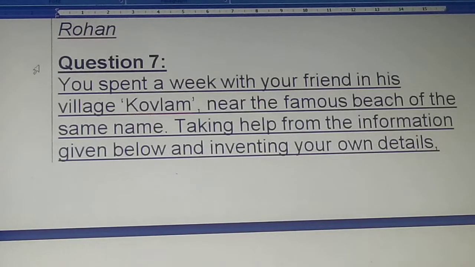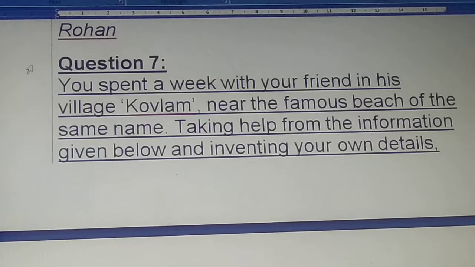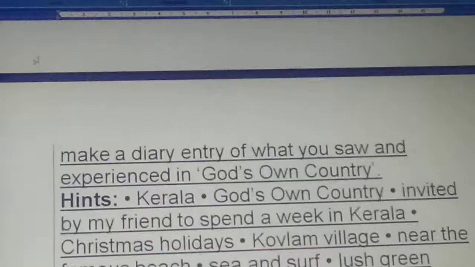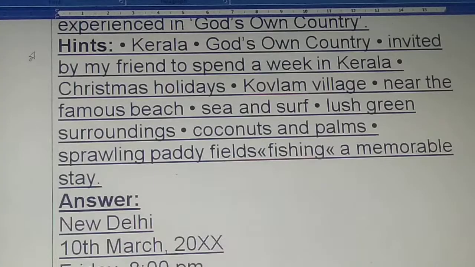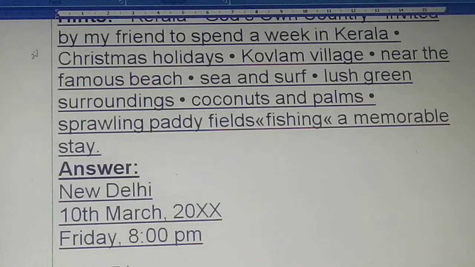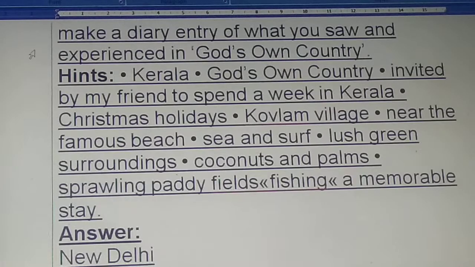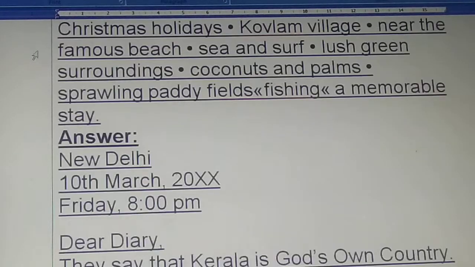The next question, children. Please read it very, very carefully. You spent a week with your friend in his village, Kovalam, near the famous beach of the same name. Taking help from the information given below and inventing your own details, you have to write a diary entry. Kerala is called what? God's own country. So, there's the answer.